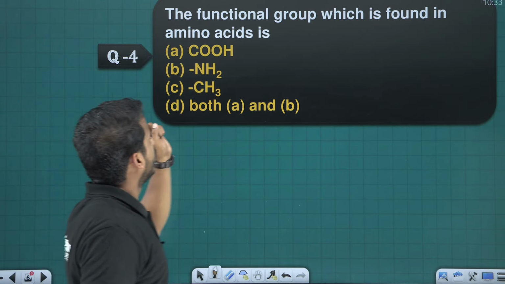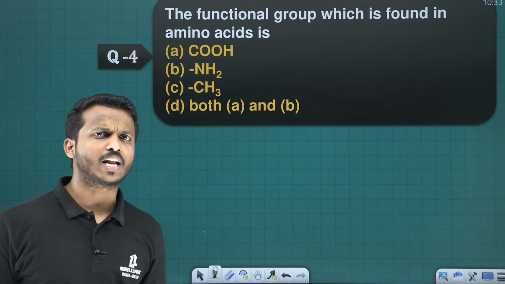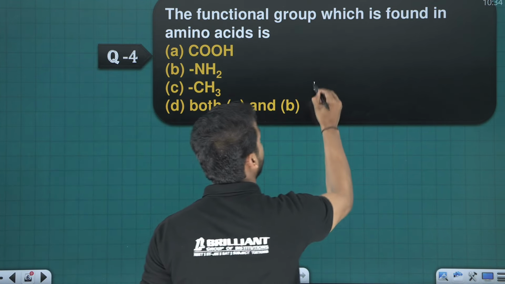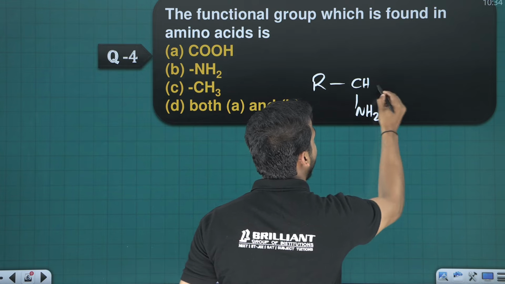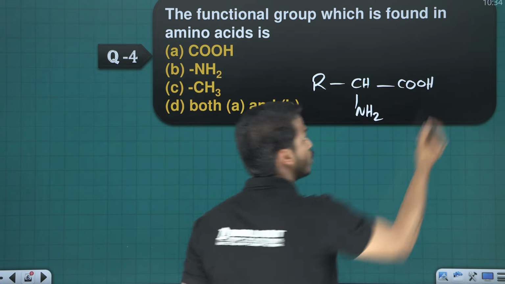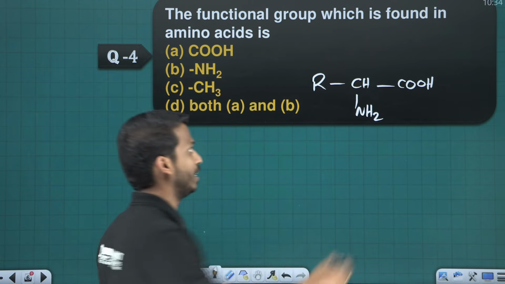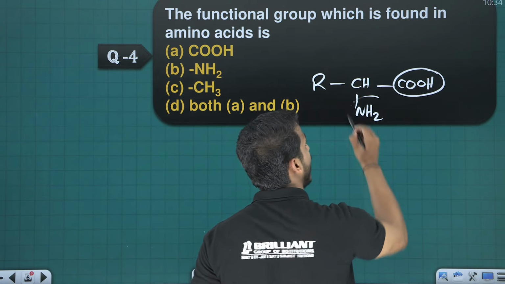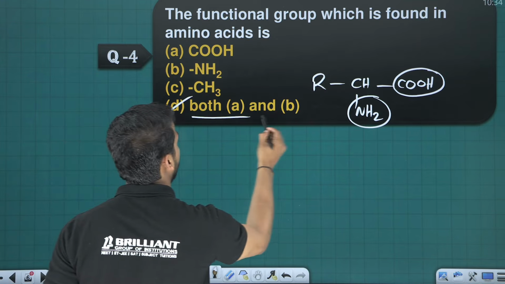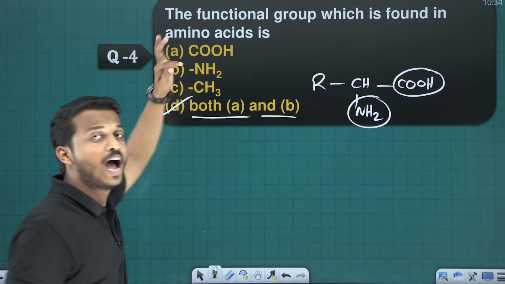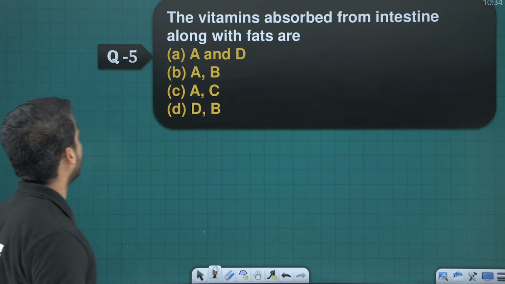Question number 4, the functional group which is found in amino acid. What is the general formula of amino acid, my dear? That is RCHNH2 and we have COOH. So what are the two functional groups present in an amino acid? Can you say acid and amine? Acid and amine, both A and B, right? Both acid and amine is present in which one? An amino acid.